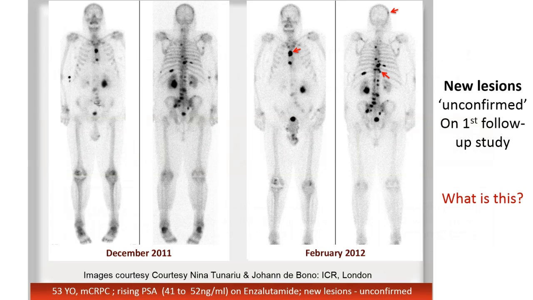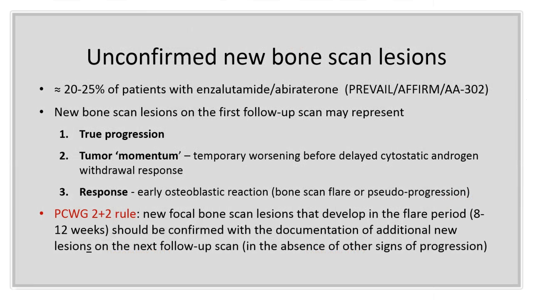Let me just show you an example. So here's a man receiving enzalutamide for castration-resistant prostate cancer. We see two lesions in the red arrows in the right-hand panel, and you can see that the sternal bone lesion is also larger. Now this is a new lesion on the first follow-up scan, but what is this? Well, this could be true progression. This could be something called tumor momentum, a temporary worsening of the disease before the cytostatic androgen withdrawal response kicks in, or this could be response. In other words, something called bone scan flare or even pseudo progression.